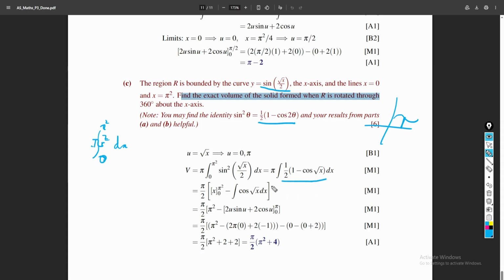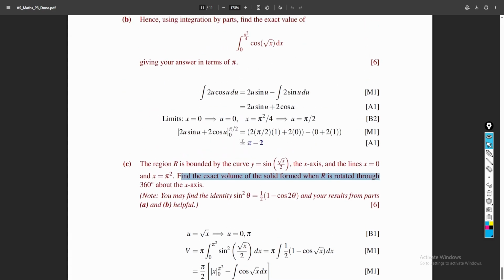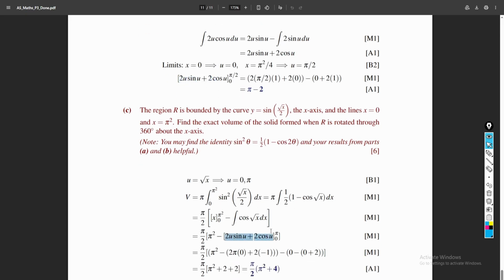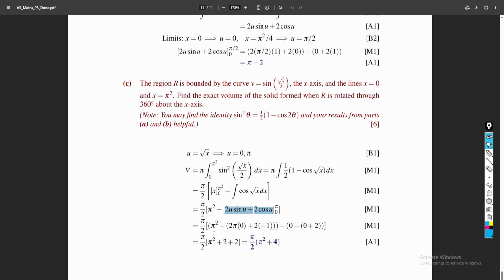Here the integration of this is simply x, and this part we have integrated before. So we use the previous results, but notice that the limits are different this time, so we don't use this result totally. We actually just use the breakdown, so we use this before we apply the limit. We put this part here, and then we subtract, and finally we get this.